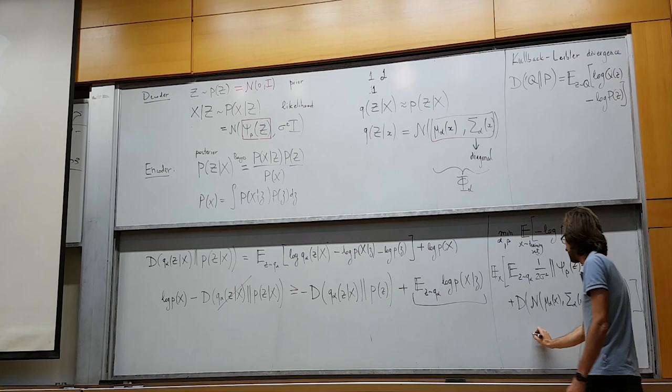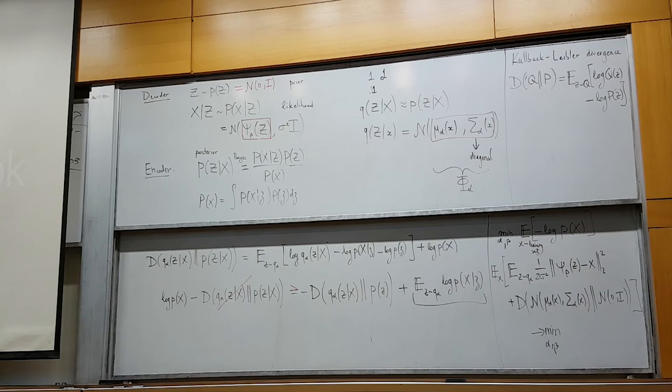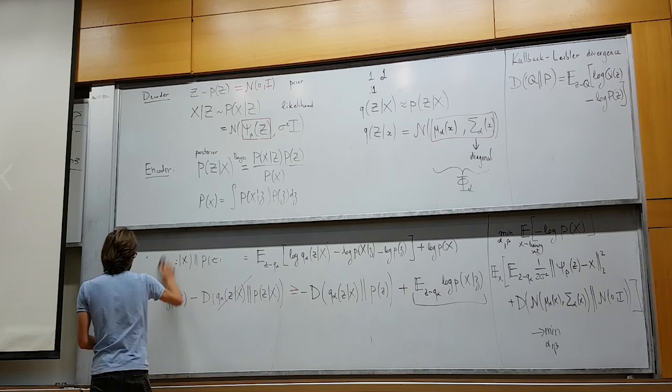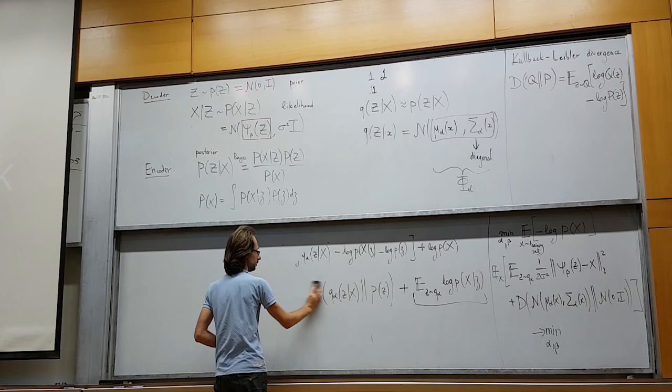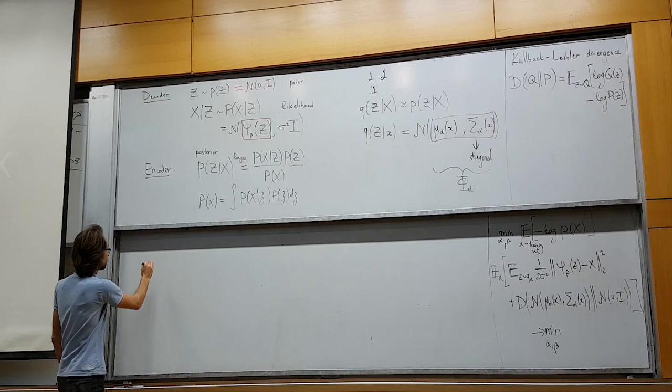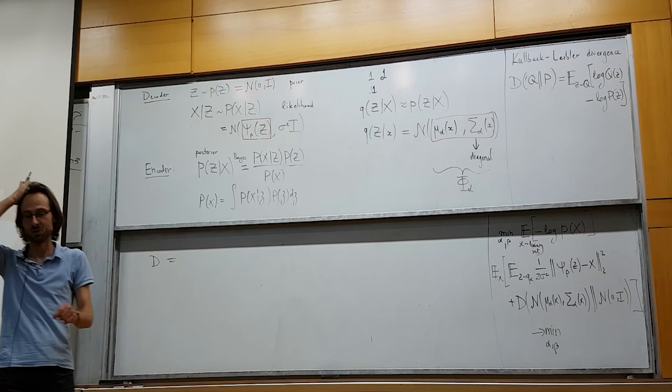Now you can see why I chose the normal distribution, because fortunately, the Kullback-Leibler divergence for normal distribution has a simple closed form. I will write it specifically for this case, okay? So what I'm going to have here is basically this Kullback-Leibler divergence. Let me write just D, right? It's the only divergence that is left anymore.